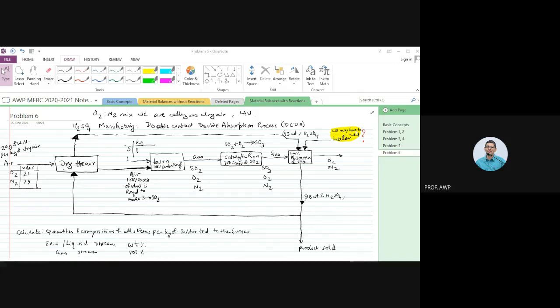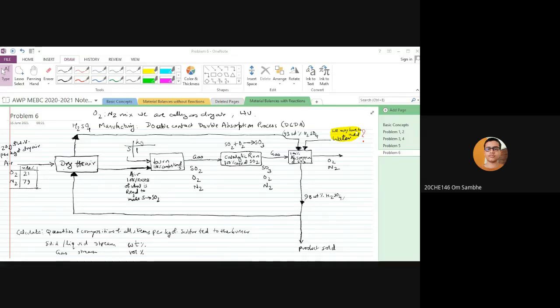Sir, 100% excess of air means 100% excess of oxygen, no? Sir, if I calculated the 100% excess air with respect to sulfur, then will I have to take 21% of that for oxygen moles?